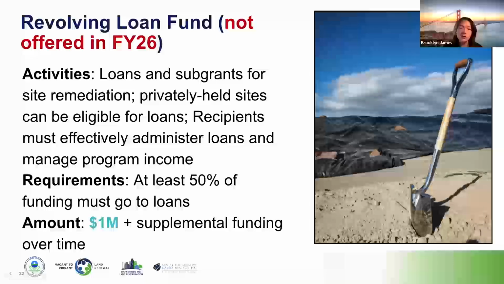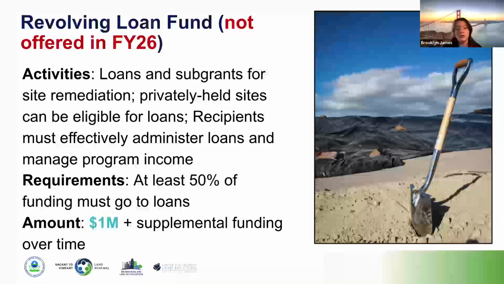I wanted to touch a little bit on the revolving loan fund grant, although it's not going to be offered in fiscal year 2026. Under these grants, the applicant would be able to provide loans and subgrants to perform site remediation. This is one of our only avenues for privately held sites to be cleaned up with our funding because they are eligible for loans under RLFs. And the recipient of this grant must be able to demonstrate that they can administer these loans and manage program income as well. A couple things to note here is that 50% of the funds go to loans and the rest can go to subgrants.